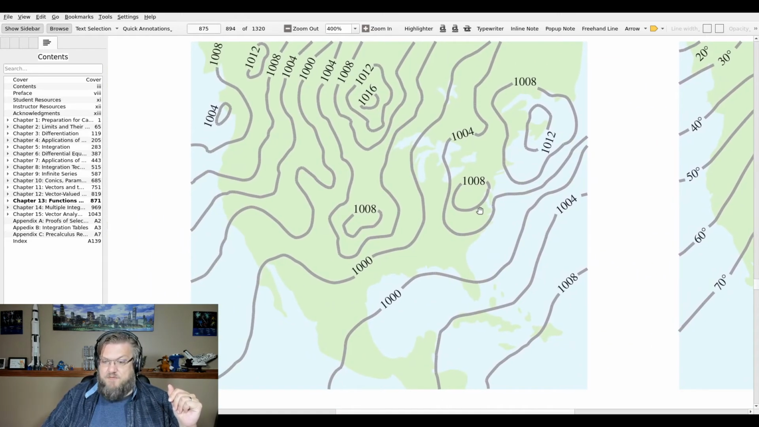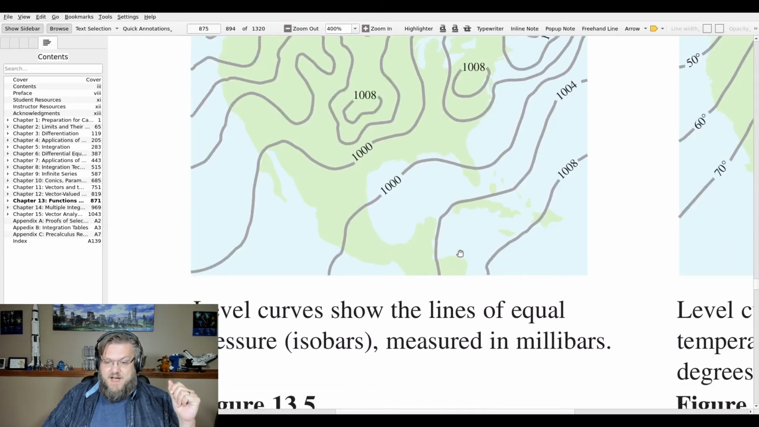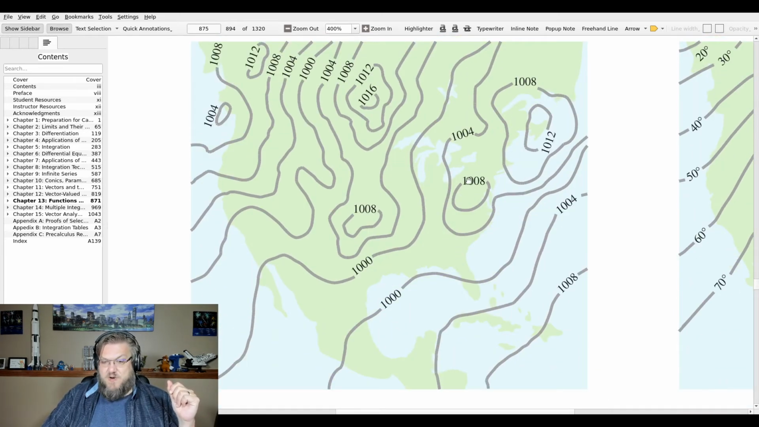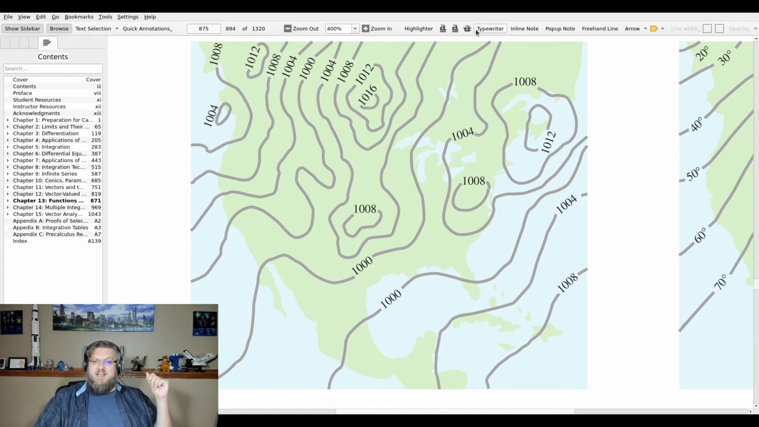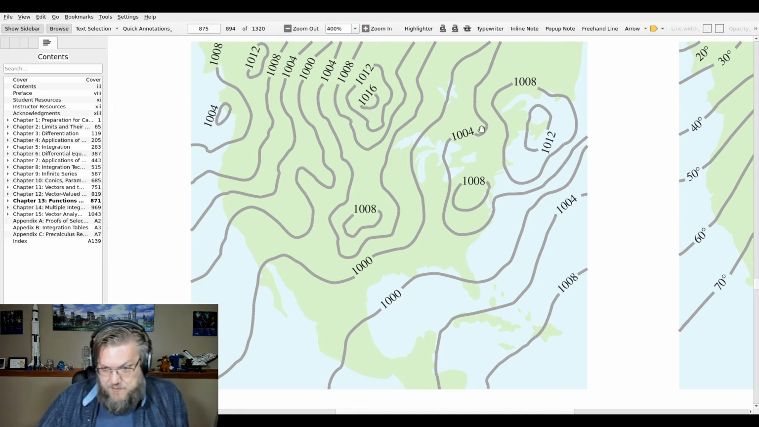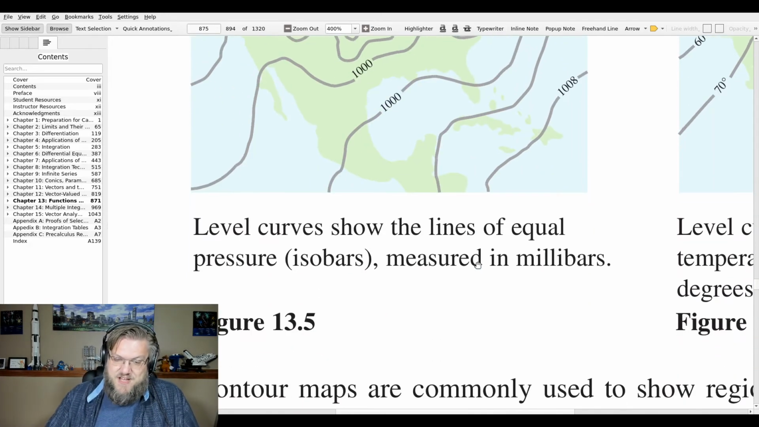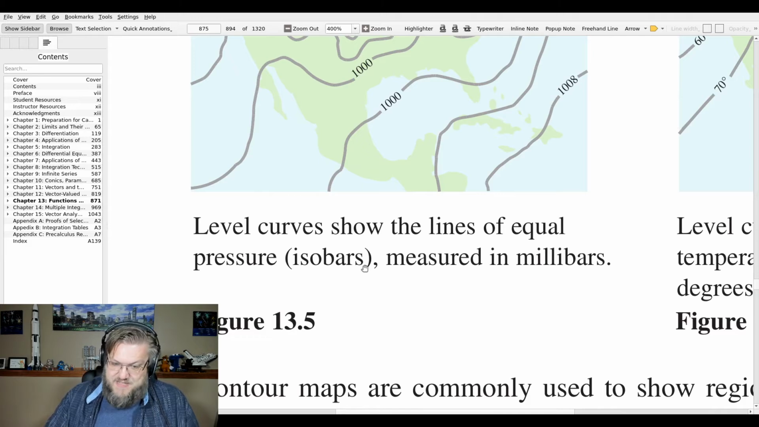Another application of level curves would be the following. Here's a map of the pressure measured in millibars, right? And so this is where the pressure is 1,008 millibars, 1,004 millibars, 1,000, 1,008, 16, 12, 1,008, 4, and so on, right? And since these lines represent where the pressure is the same, these are actually called in meteorology isobars.